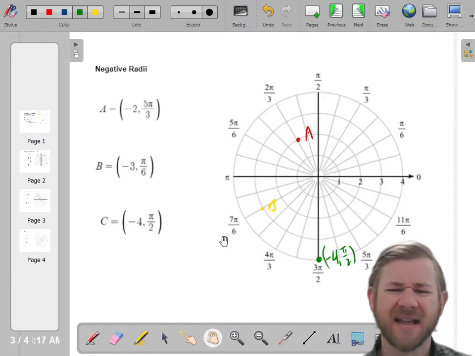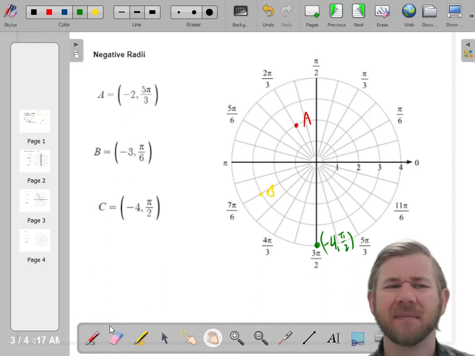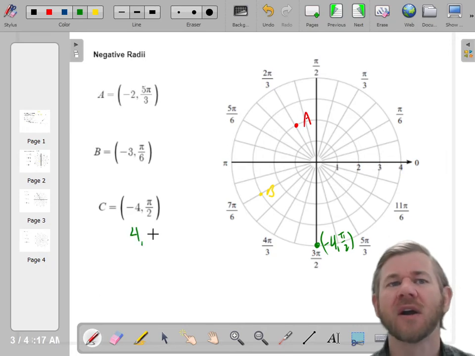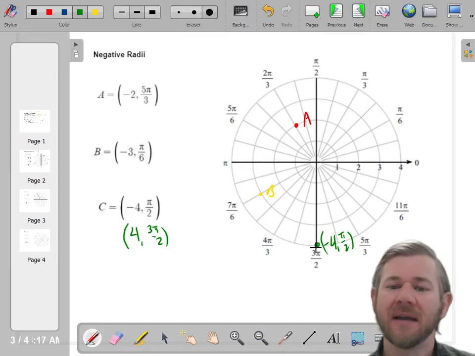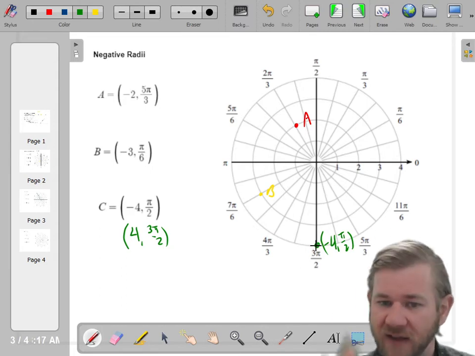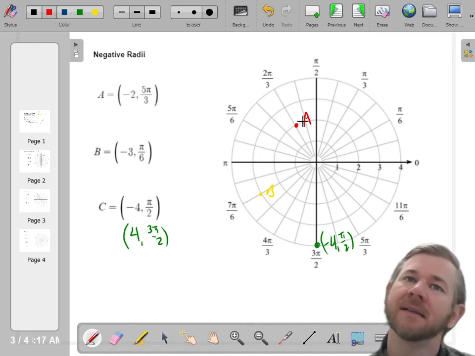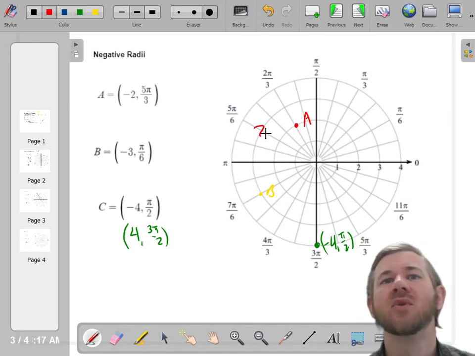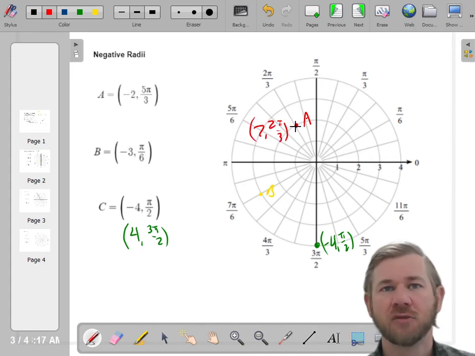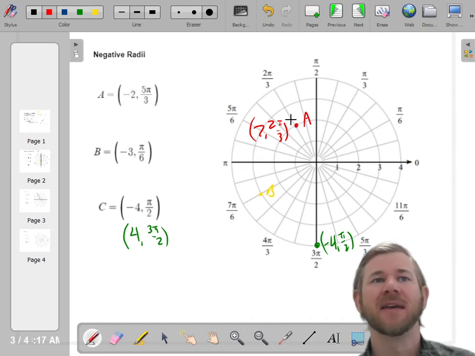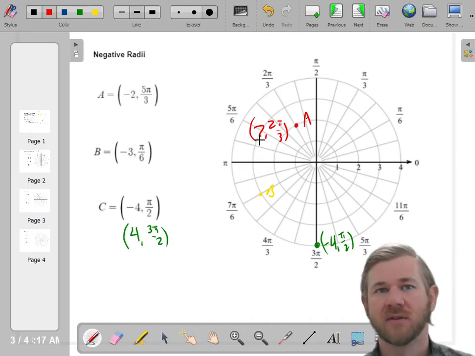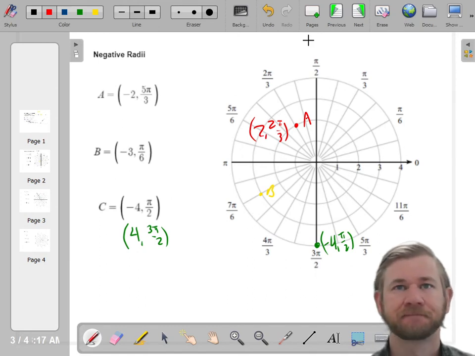So what you might start to realize is I can describe the same point multiple ways. Like this is negative 4 comma pi over 2. Or you could say it's 4 comma 3 pi over 2. Those are the same point. You're 4 units away on the angle 3 pi over 2. You're facing 3 pi over 2 and you're 4 units from the circle. This is the same point as 2 comma 2 pi over 3. You're on the second ring and you're at angle 2 pi over 3. So that's the same thing as negative 2 comma 5 pi over 3. They're the same point, we're just describing them differently.